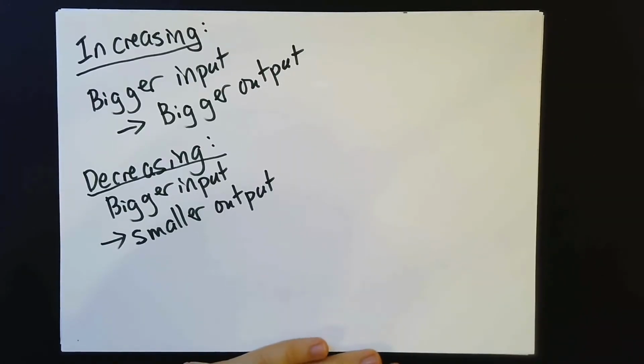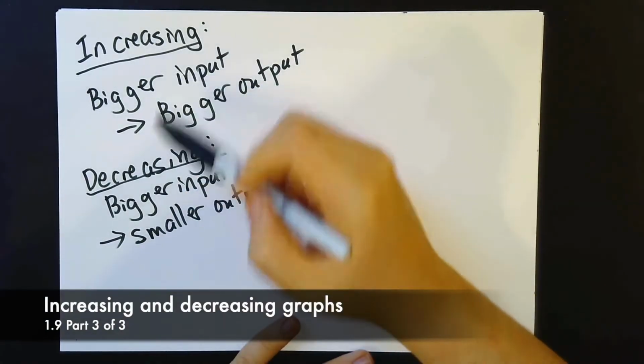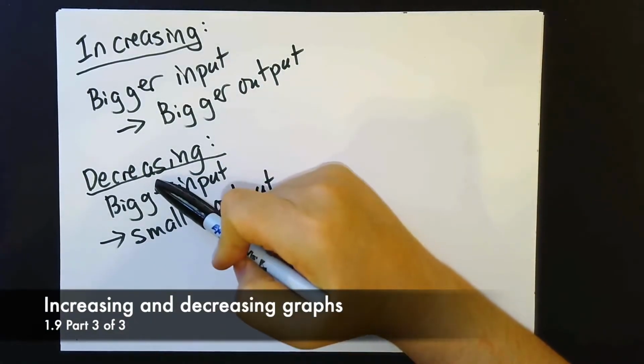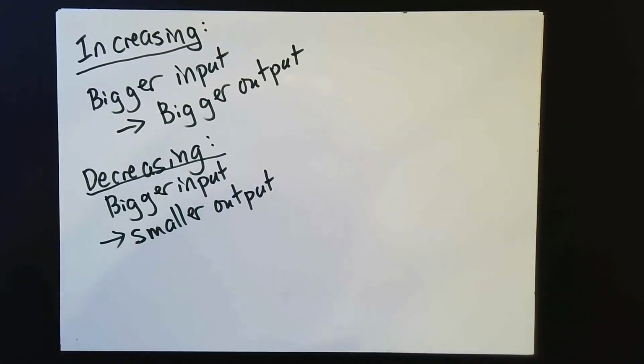Welcome back. So in this video, we're going to talk about the notions of functions being increasing and decreasing, and what those look like in graphs, and how we can use those to try and tell apart some various graphs that might look similar or we might not immediately be able to recognize.